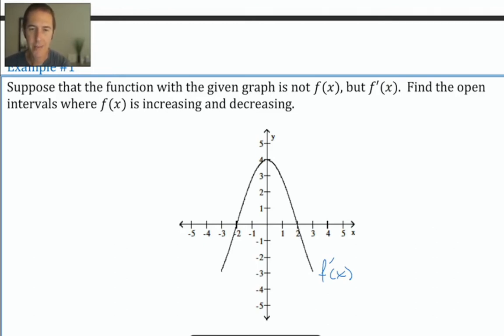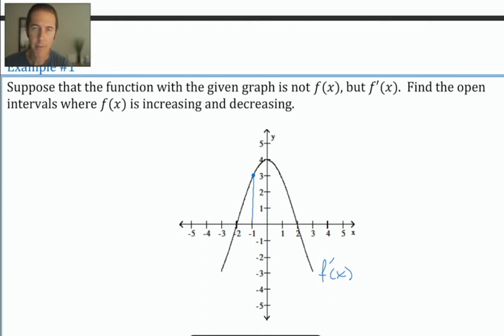So let me ask you this. When x is equal to -1, what is f prime of x? We go to our x value of -1, we come up here and have a look, and it looks like f prime of x is equal to +3. In other words, the slope of the tangent line is positive.